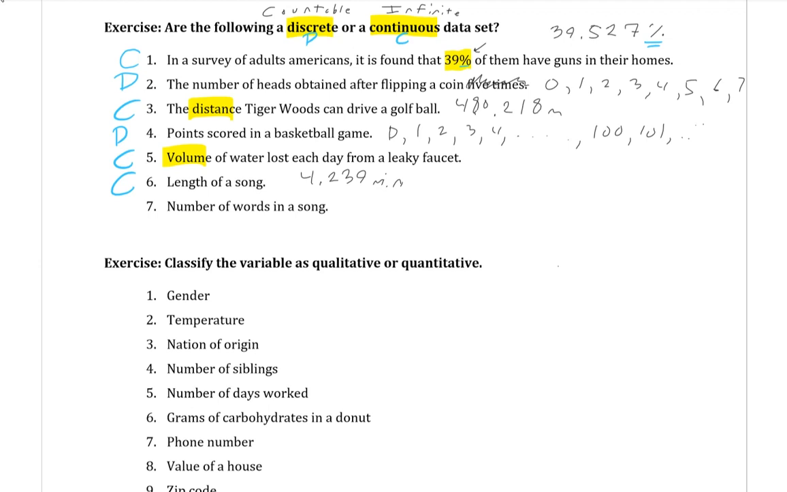All right, last one. Number of words in a song. Okay, well, you can have 0 words, 1 word, 2 words, 3 words. I can count all these. There's no decimal versions of words, at least to my knowledge. So we would consider that discrete. Okay, so just try to consider if you can continuously add decimals, it's continuous. If you can't, if you can just count all of them, we're going to consider it discrete.